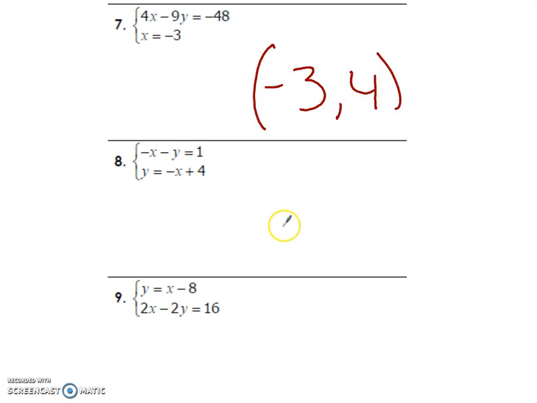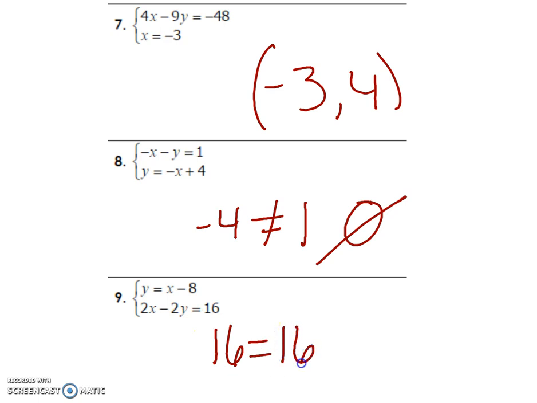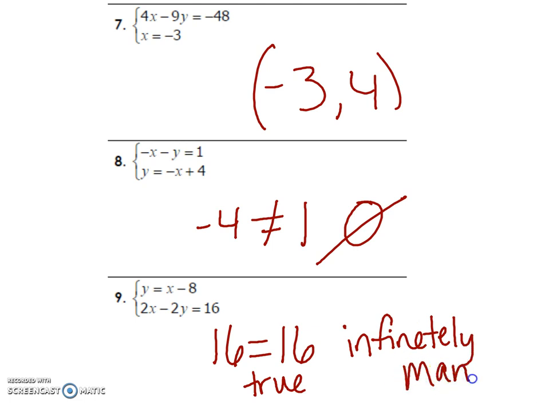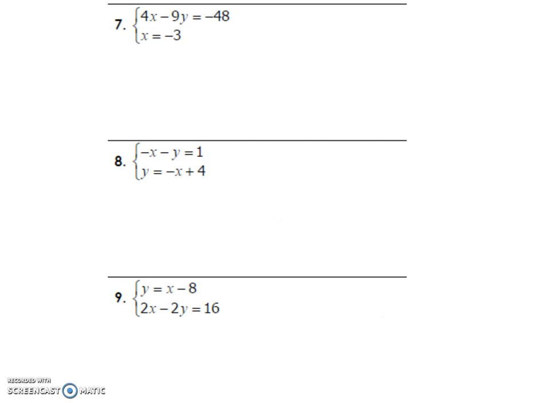Number 8 should be, when you solve this one, you should have gotten a false statement. You should have gotten -4 does not equal 1 or something to that effect. So that makes that a no solution. And number 9, when you solve it, you get 16 equals 16, which is a true statement. Remember, when it's a true statement, it means that it is infinitely many solutions. Infinitely many. Okay, so that is the first round of solving systems of equations by substitution.